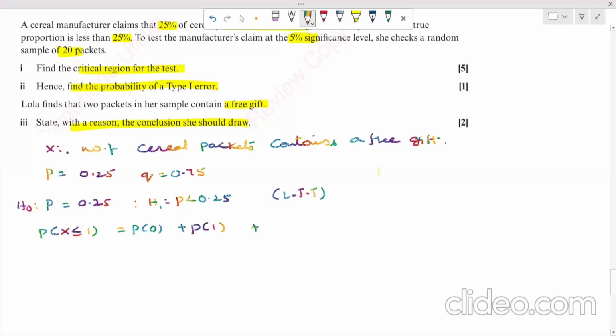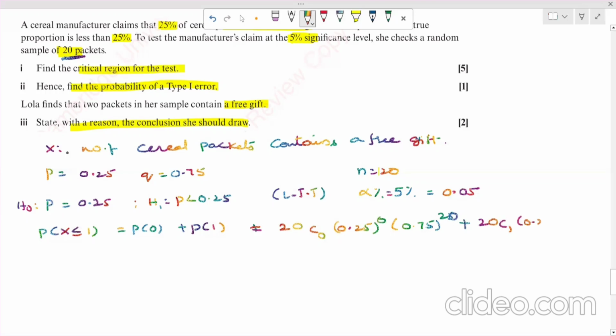P of 0 means, n is given as 20 packets, and the significance level of 5% is given, which is nothing but 0.05. Simplify this, which is equal to 20C0 into 0.25 to the power of 0, into 0.75 to the power of 20, plus 20C1 into 0.25 to the power of 1, into 0.75 to the power of 19.